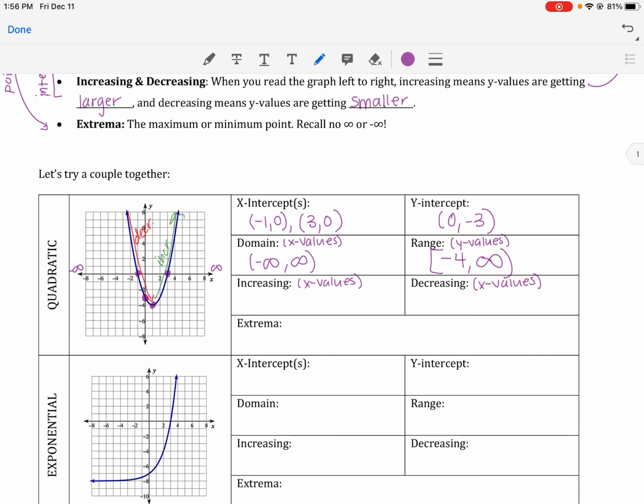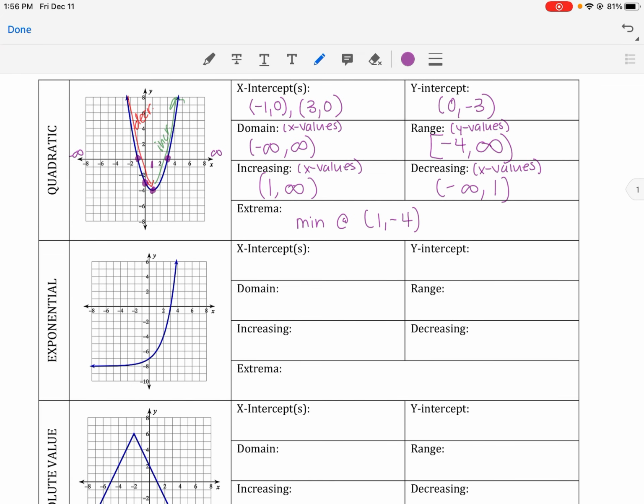Okay, so decreasing. It comes from the left and goes all the way up to the x value of 1. If you trace up from where that changing point is, it's at 1. So from -infinity to 1, it's going down, so that's decreasing. Starting at 1, it starts going up, and it keeps going up and to the right, all the way to positive infinity. Your extrema here is basically the vertex, the minimum or maximum point. Here we have a min, and it is at the point (1, -4).